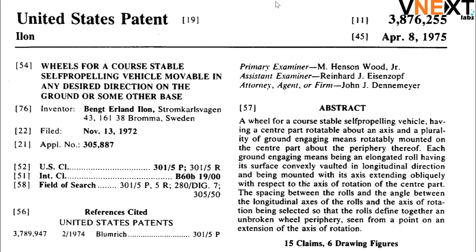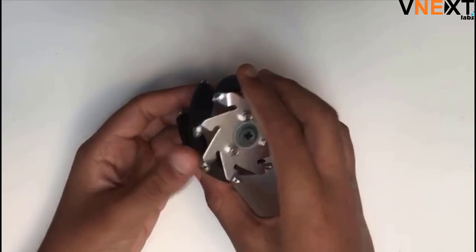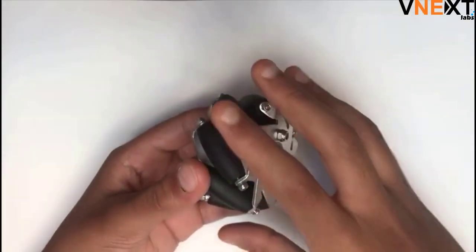It was invented by Ben Erland Ilon while working as an engineer with the Swedish company Mecanum AB, and patented in the United States on November 13, 1972. Patent number US3876255. As you can see, the Mecanum wheel is based on a tireless wheel.